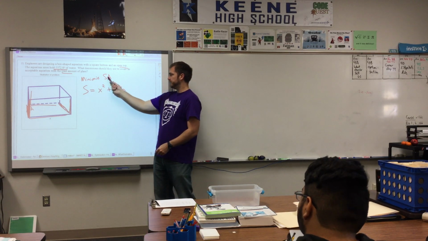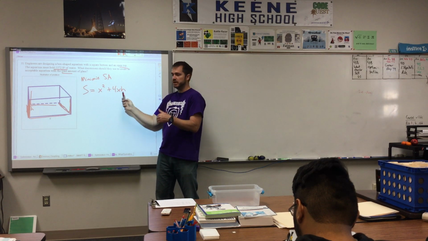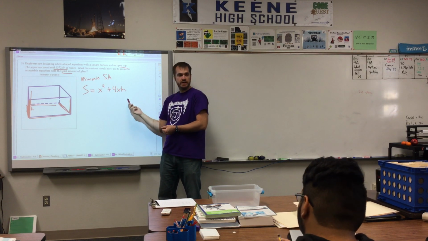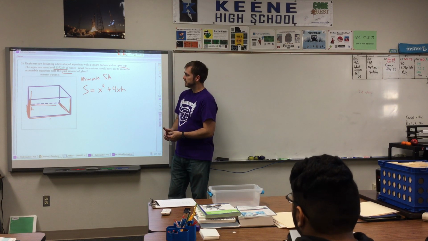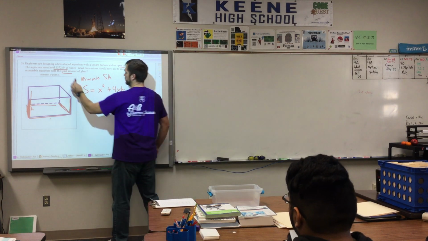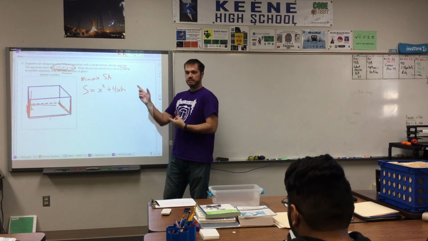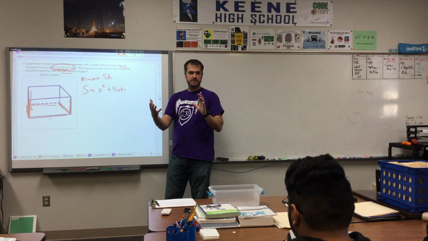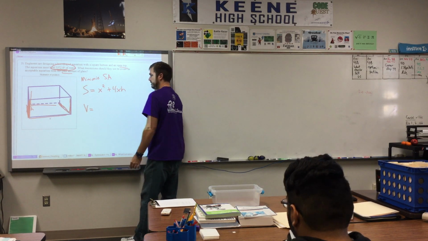They're wanting me to minimize surface area. And I have surface area as a function of, at this time, just x and h. But we need to get it all in terms of one variable. So we'll look at some other information. They tell us that the aquarium must hold that much water. That corresponds to the what? Volume. The volume.